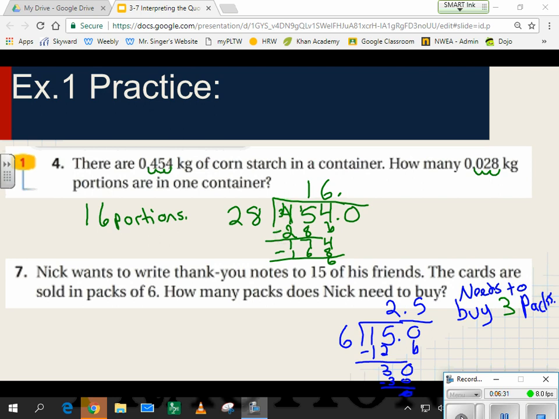Well, I've tried going to the store to buy half of something because I didn't want to buy all of it. People just look at you weird. So you can't buy half of a pack, so he would have to buy 3 packs. He'll have more thank you notes than he needs, but at least he'll have the minimum amount of packs that he could buy for it. So hopefully you got that one right.